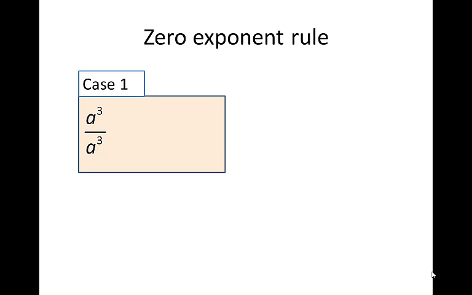So the third rule. So case 1, this is the zero exponent rule. If I have a cubed over a cubed, how can I evaluate that? I can apply that rule, right? The rule I just learned. I can just subtract the exponents. So this is going to be a to the 3 minus 3, which is a to the 0. Well, what does that mean?